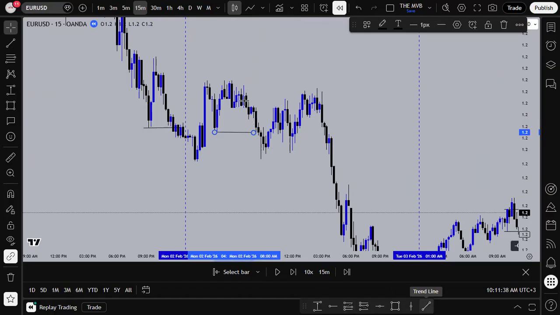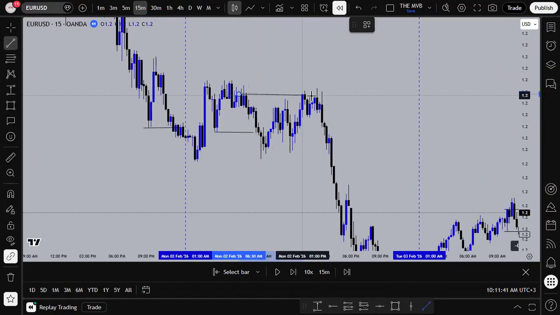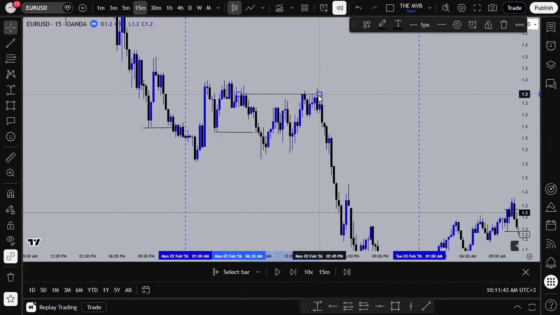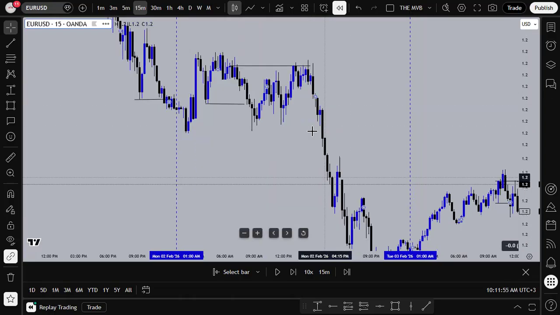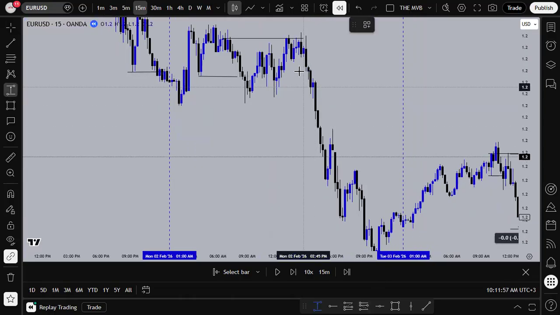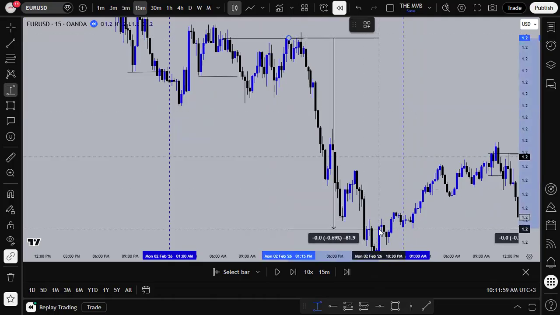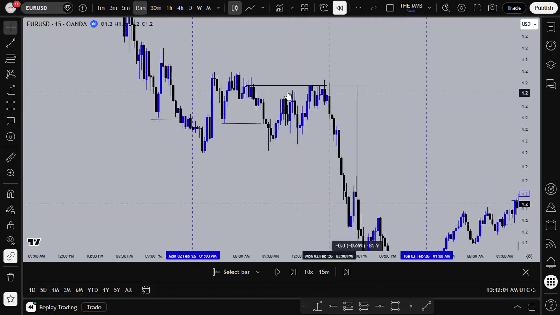Where is our entry? My entry will be here. I have my reason. My students know. But you can use any type of entry you know. Maybe the formation, maybe the order block, maybe the support, supply and demand, wherever. But that was our entry, and we catch that move down. Boom. All that pips. A midday reversal, right?